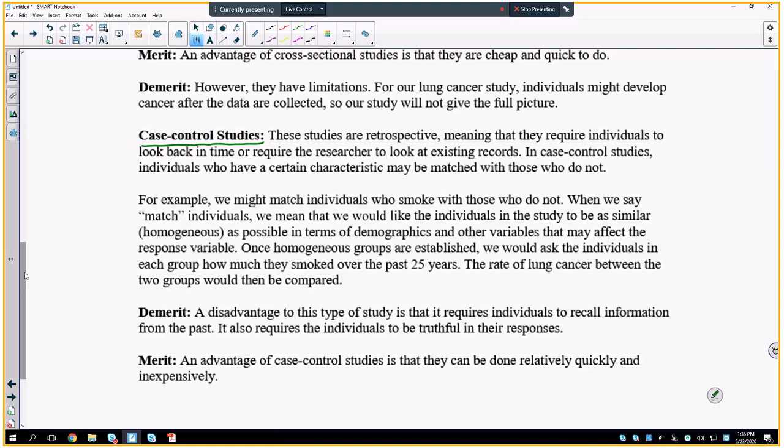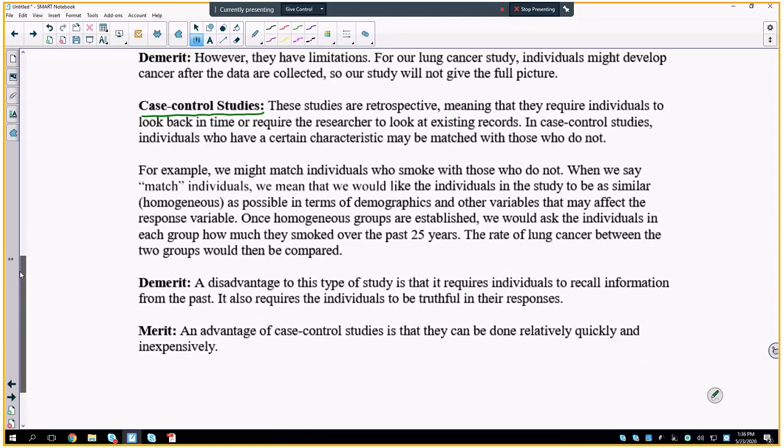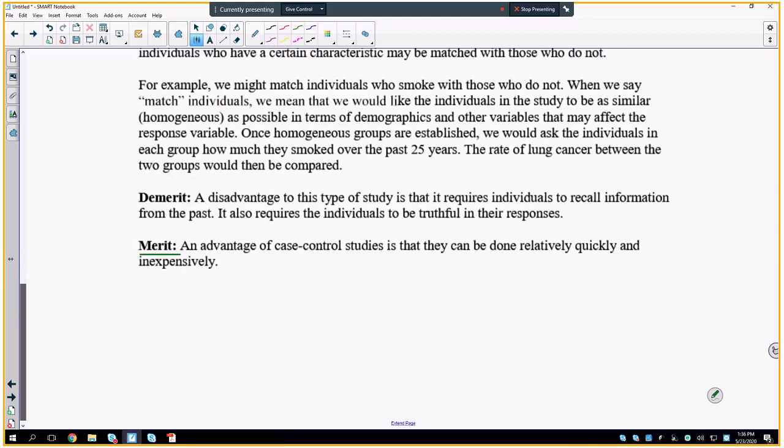So a merit, an advantage of case-controlled studies is that they can be done relatively quickly and inexpensively. But a disadvantage is that it requires individuals to recall information from the past. It also requires the individuals to tell the truth.